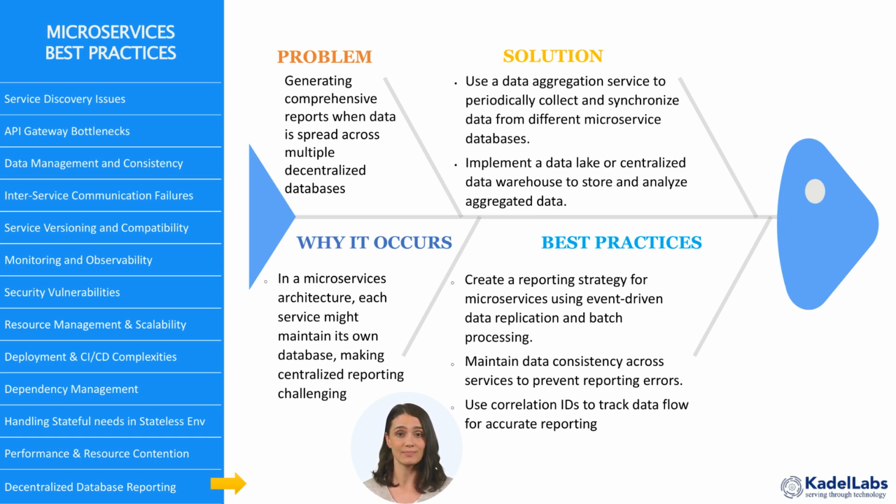of relevant data. Best practices include developing a tailored reporting strategy that combines real-time streaming with batch processing and ensuring data consistency across services. Using correlation IDs helps track data changes for accurate reporting. By following these strategies, we can effectively manage decentralized databases and generate comprehensive reports without compromising data integrity.